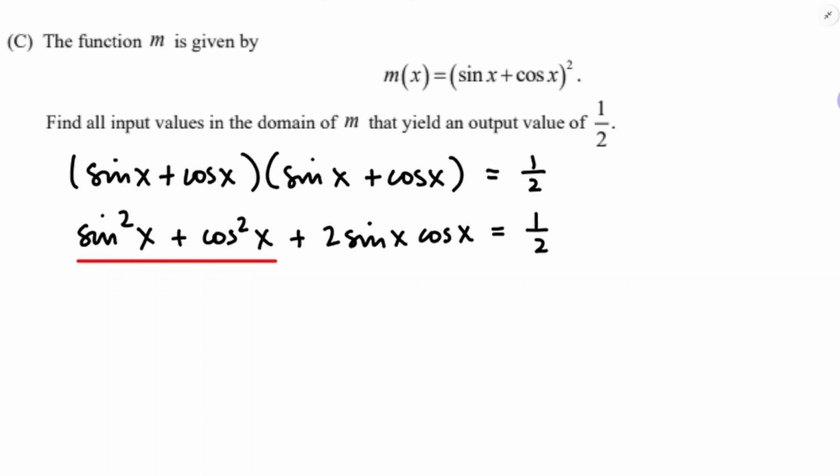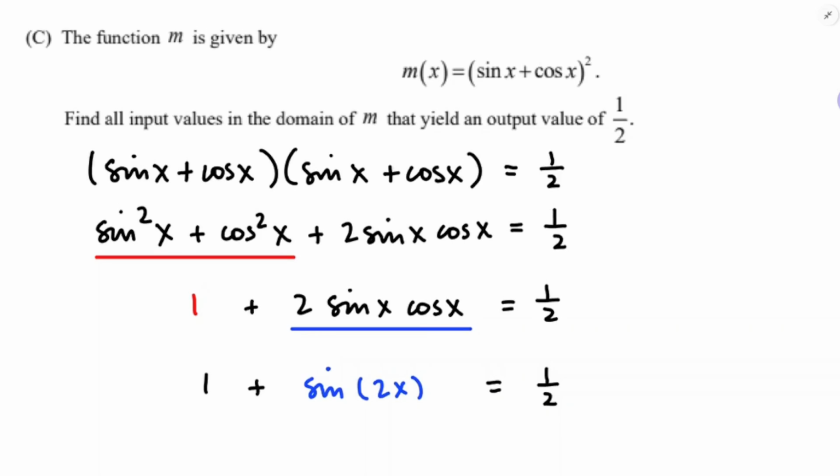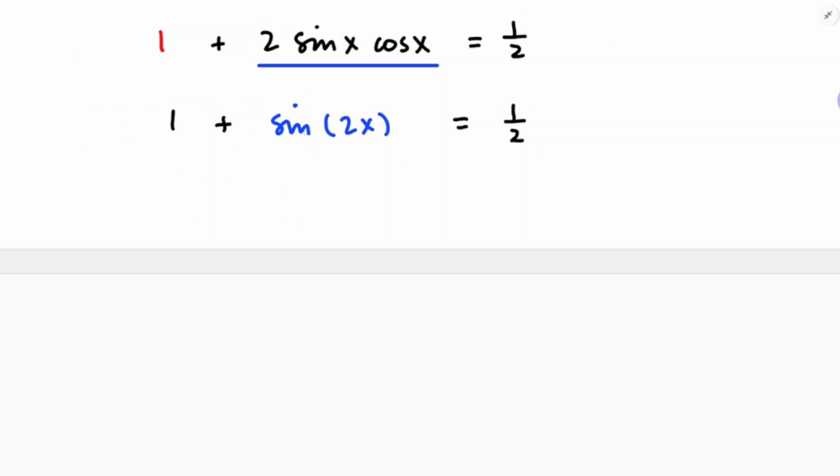Okay, we need to know that sine squared x plus cosine squared x is 1. That's for sure. But then, I guess we do also need to know our double angle formula. Right, that this expression right here is equal to sine of 2x. So I'm going to have 1 plus the sine of 2x equaling 1/2. I'm going to subtract the 1 from, let me just get more paper. Subtract 1 from both sides and get sine of 2x equals 1/2 minus 1, which is -1/2.